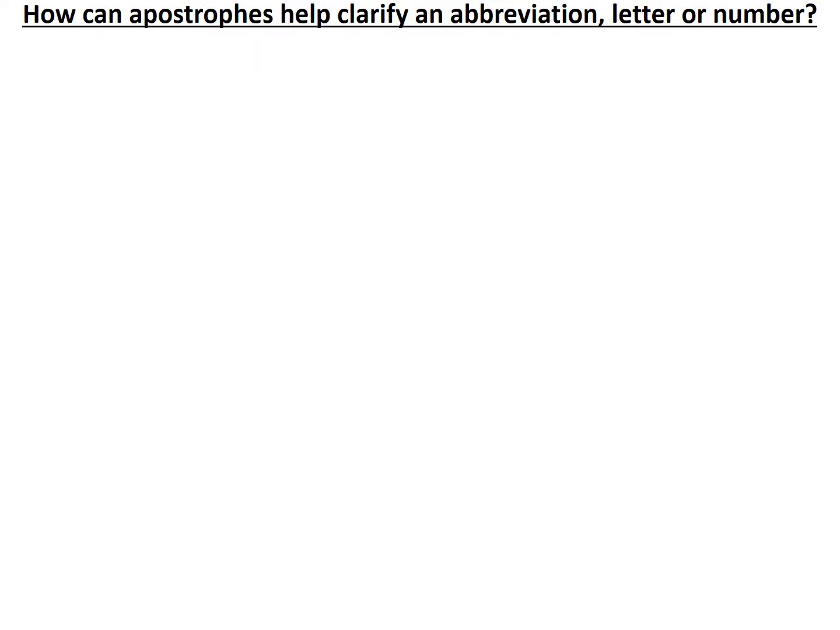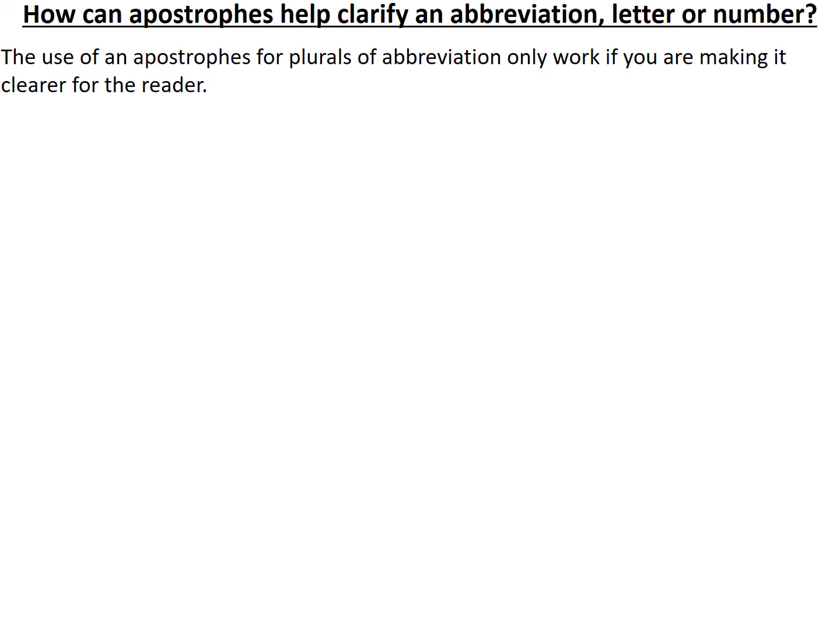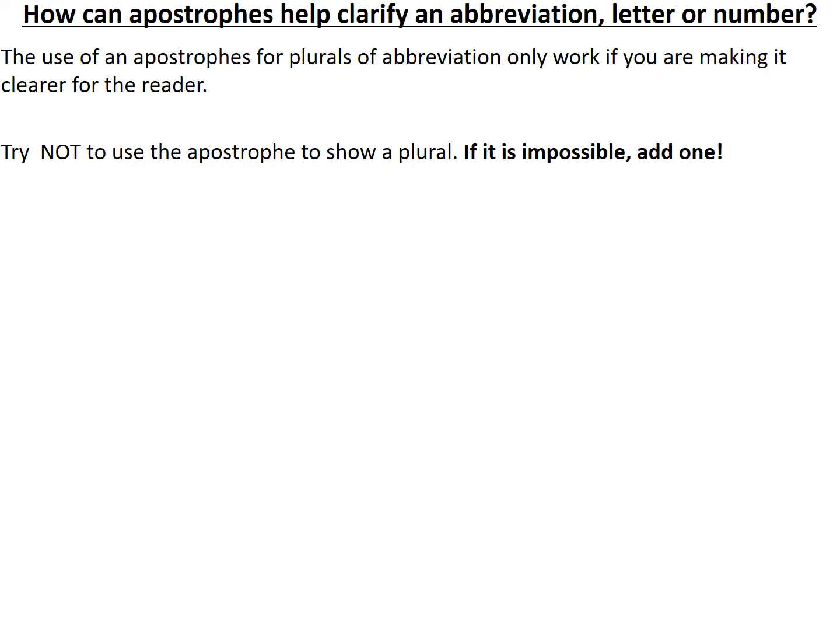In this video we'll be answering the question, how can apostrophes help clarify an abbreviation? Well, the use of an apostrophe for plurals of an abbreviation can only work if we're trying to make it clearer for the reader exactly what's going on. My suggestion is try not to use apostrophes to show a plural with any abbreviation, letters or numbers, only if it's impossible for it to be clear to your reader should you do so. And in that instance, of course you should add an apostrophe.